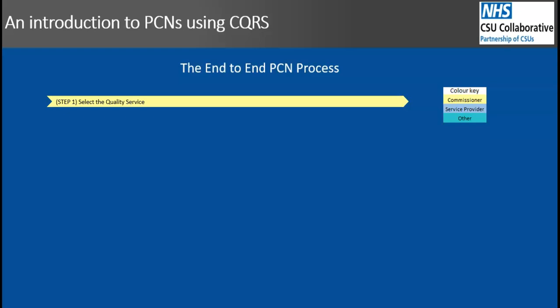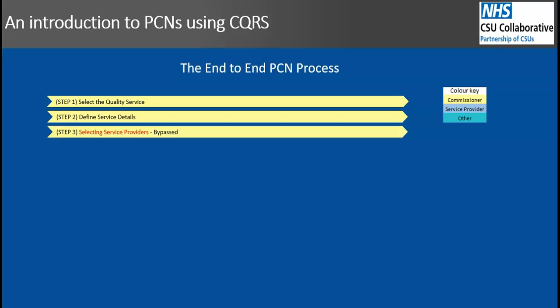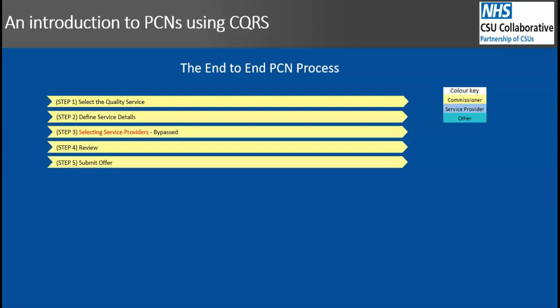Step 1. The commissioner selects the quality service that he or she wishes to offer out. Step 2. The service details are defined, which includes checking start and end dates. Step 3. This step is bypassed and therefore the commissioner will not have the ability to select or deselect any service provider, as it will automatically include every service provider under that particular PCN. Step 4 is to review the information to ensure that everything is correct. Step 5 is the final step in which to submit the offer.